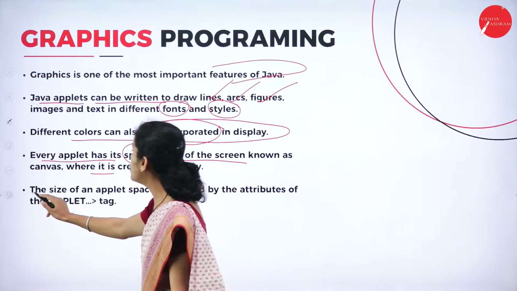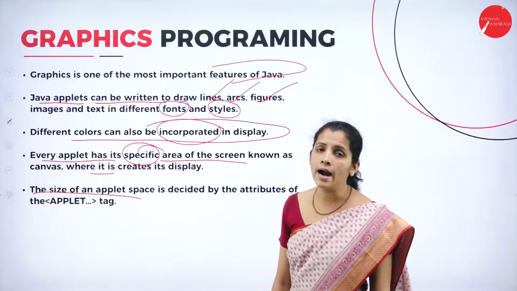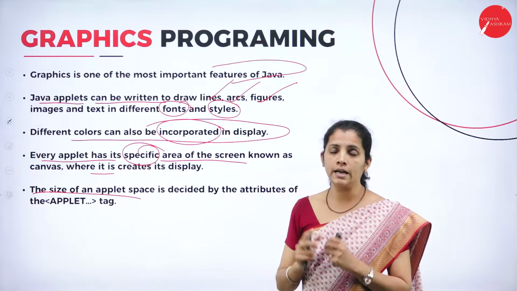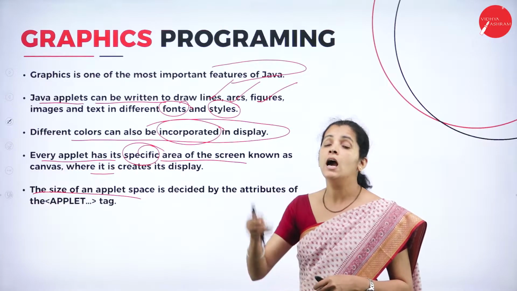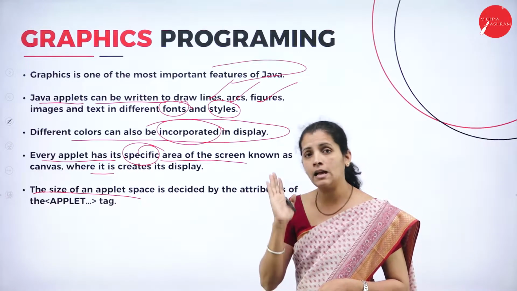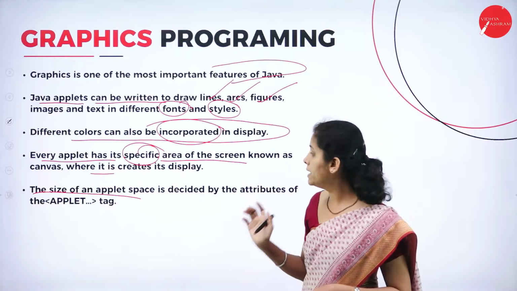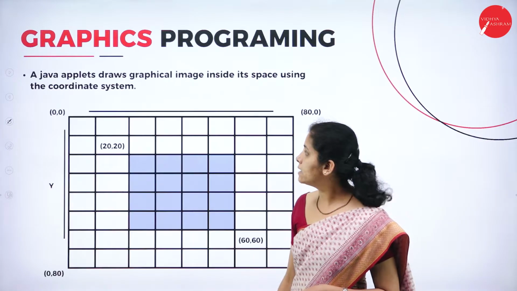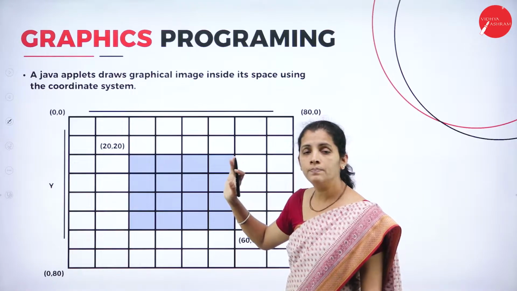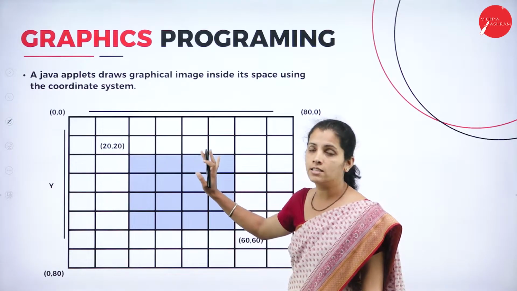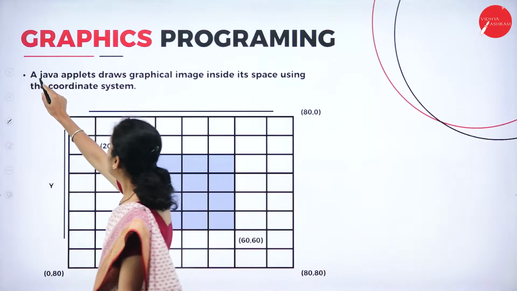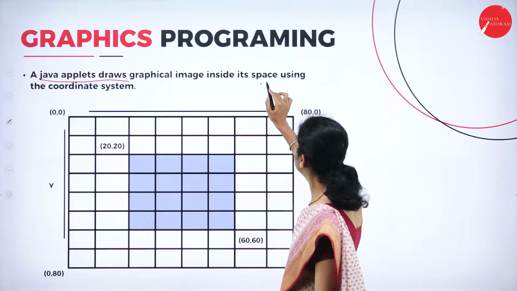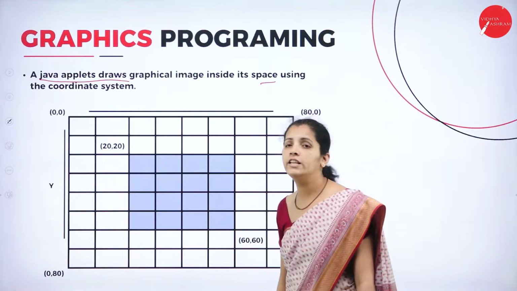So the size of the applet is specified in the applet tag. That means while writing the applet tag, I'm going to specify the height and width of an applet there in my applet tag. If I consider the coordinate system, a Java applet draws graphical images inside the space using the coordinate system.